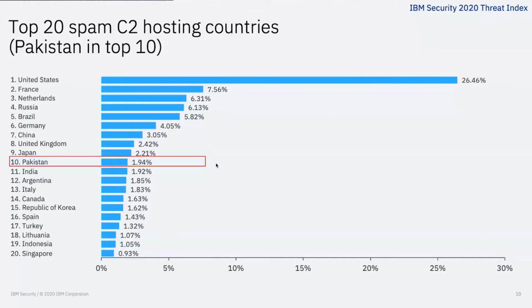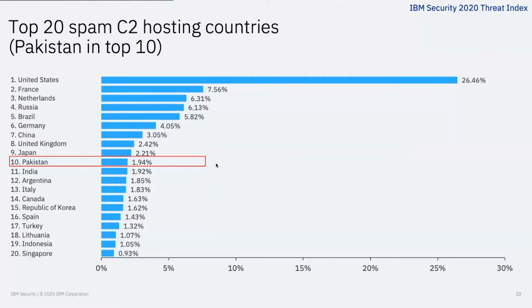When we looked at countries, in terms of the top 20 countries housing command and control, or C2, hosting, Pakistan came in the top 10. The top country that had the most command and control servers controlling infected machines, which are often referred to as bots, was the United States, but Pakistan did make the top 10.